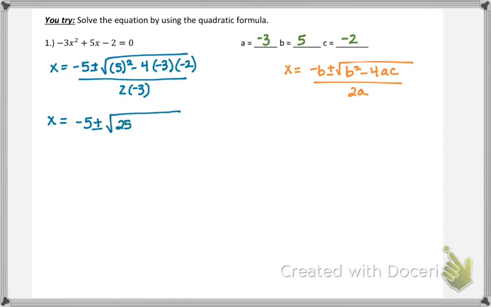5 squared is 25. Okay, and then you've got 4 times -3 times -2. So -3 times -2 gives you 6, times 4 is 24. So minus 24, all over -6. Keep simplifying. Inside the square root, I've got 1. That's nice, because I can take the square root of 1. It is just 1.